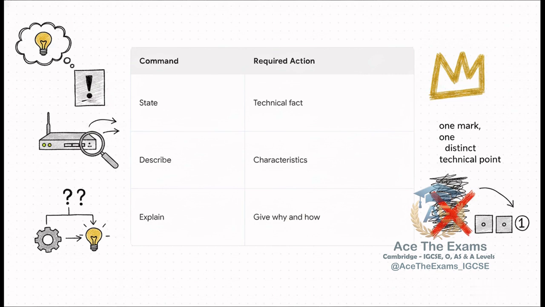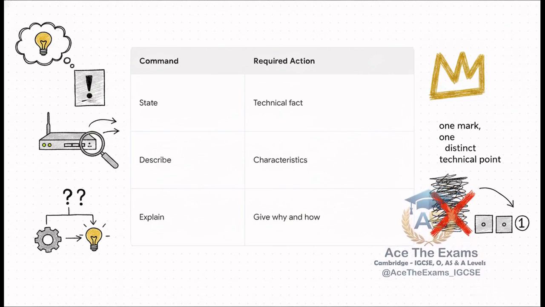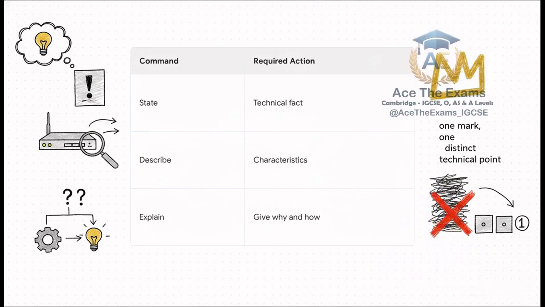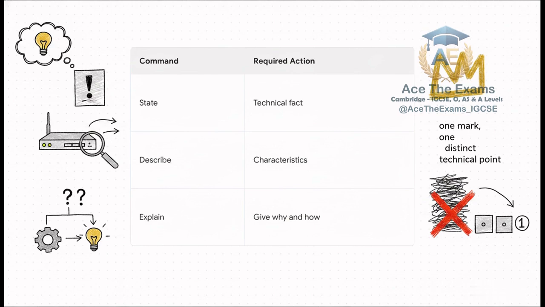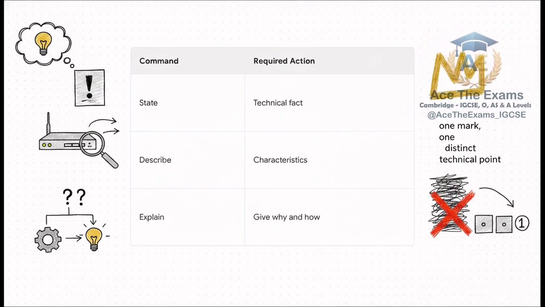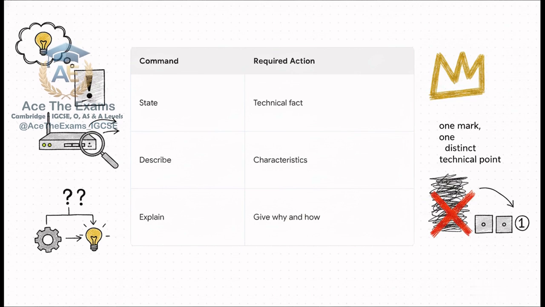The IGCSE syllabus is incredibly strict about command words. If a question asks you to state or define, they just want a concise technical fact, nothing more. If they say describe, you need to give the actual characteristics of the device. But if they say explain, which is where the big, juicy marks live, you absolutely must give the why and the how. And remember this golden rule: one mark usually needs one distinct technical point.